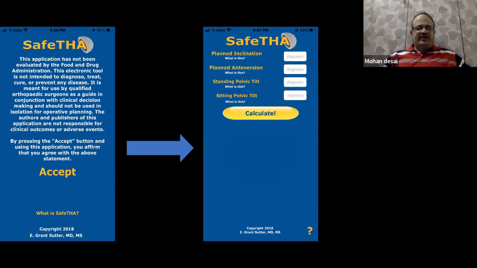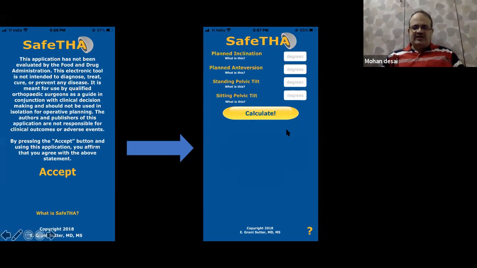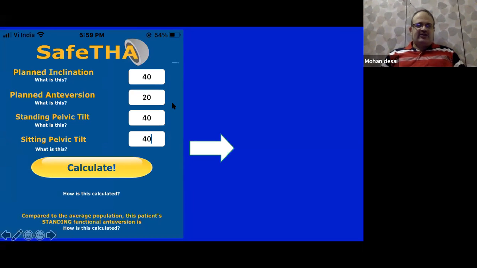So if you have nice software, you can download it; it's known as Safe THA. Once you download it on the screen, you have to accept, and then there are four things which will appear on this app: planned inclination, planned anteversion, standing pelvic tilt, and sitting pelvic tilt. When you put in these values, you can calculate how much version you need to give. I have put this in randomly, and I will just show you how you can do this. Typically, we would like to keep the inclination at 40 and the planned anteversion at 20.